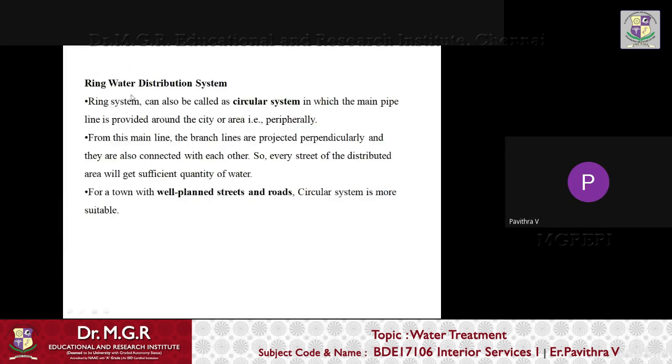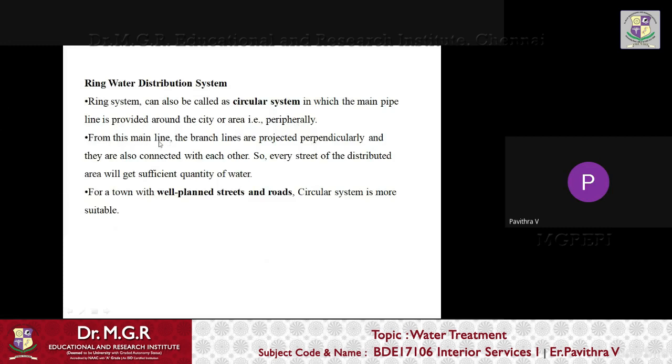So next, coming to the ring water distribution system. There are four different water distribution systems, that is dead end system, grid iron system, ring system, and the radial system. We have seen the dead end system and the grid iron system. Now we are moving to the ring system. The ring system can also be called a circular system, in which the main pipeline is provided around the city or an area, preferably.